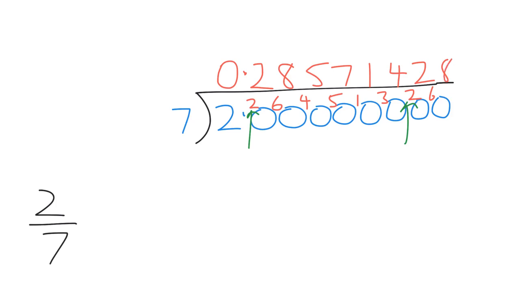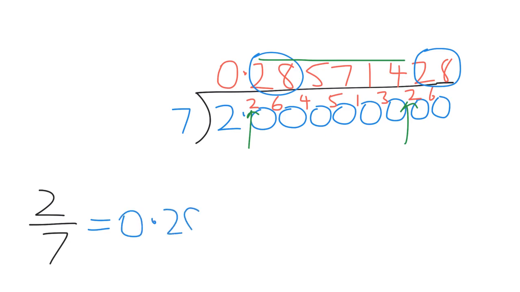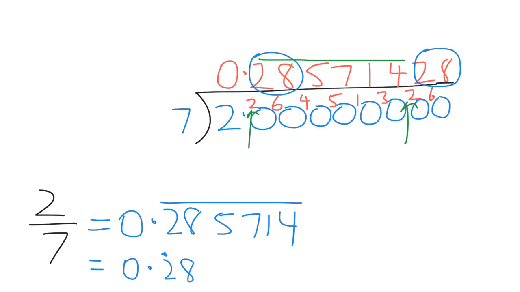We can continue on. So we've got the 2 and the 8 repeating there. So that's the start of the repeat. So our repeated section is from the 2 up to the 4 there. So we've got 2 on 7 equals 0.285714, and the 2 right across to the 4 are repeating. And we can also write that out with a dot on the first digit that's repeating and a dot on the last digit that's repeating.